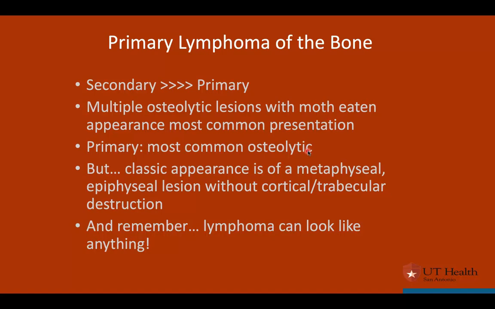But when it shows a lesion like this that you can see very well on MRI without trabecular destruction, you should think about primary lymphoma first. That is not the classic appearance. Also remember that secondary lymphoma is more common than primary lymphoma, and at the end of the day, lymphoma can look like anything.